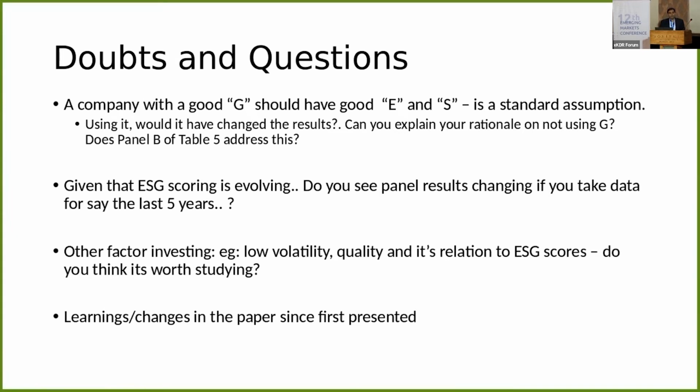But my question to Kim is, if you would have included the G score and your -6 plus 6 goes to -7 plus 7, would it have had an impact on the returns and the entire downside risk and coskewness? So if you have an answer for that.